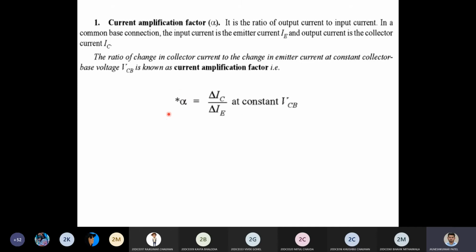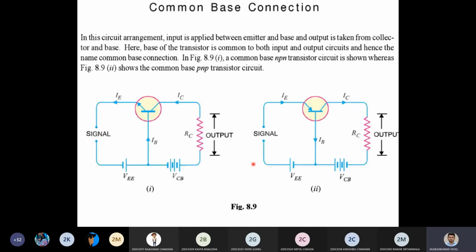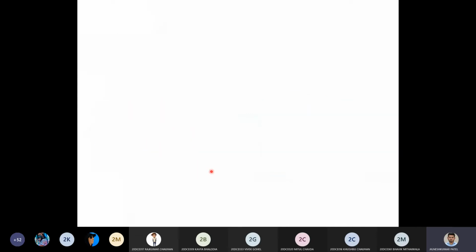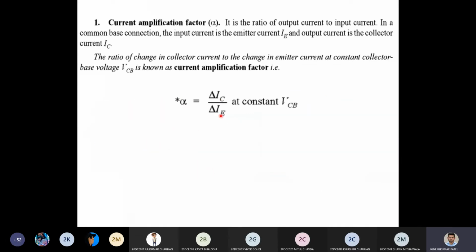But to calculate this amplification factor, you have to make sure VCB, the voltage between collector and base, must be constant. Which voltage? This voltage VCB between collector and base must be constant to calculate this. If you are changing that, and due to this change IC is changing, then you cannot say this is the correct amplification factor.